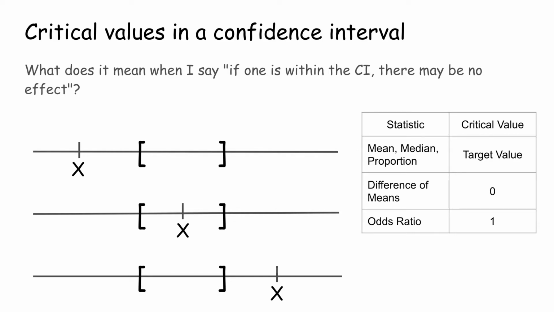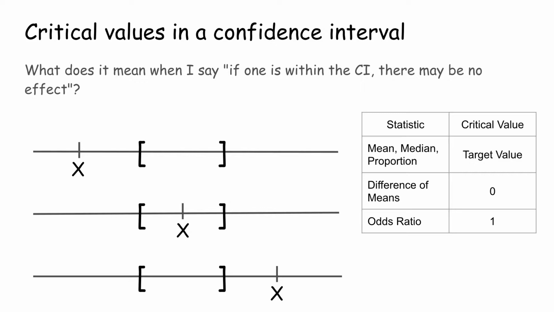Generally, when we're talking about confidence intervals, there's some critical value we're looking for to determine whether or not we reached our goal. Now, in the case of data where we have one mean or median or proportion as our target value, we want to know whether that target value is inside the confidence interval or not.